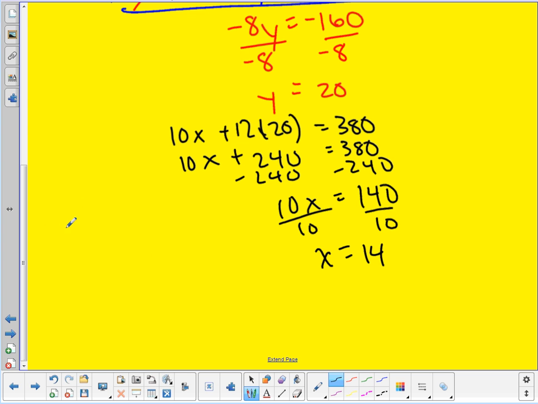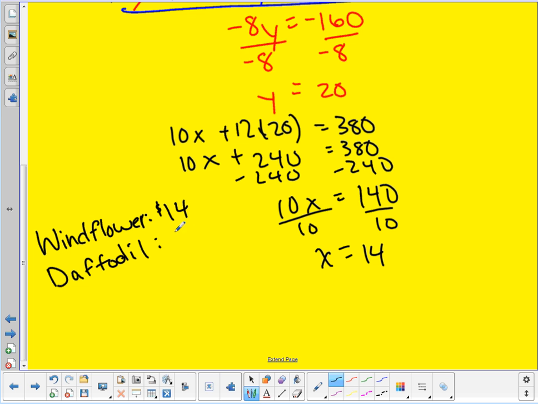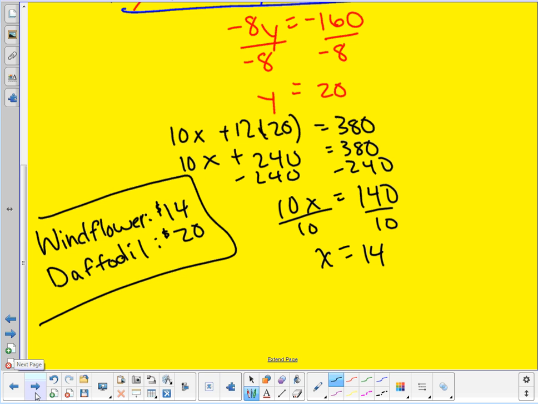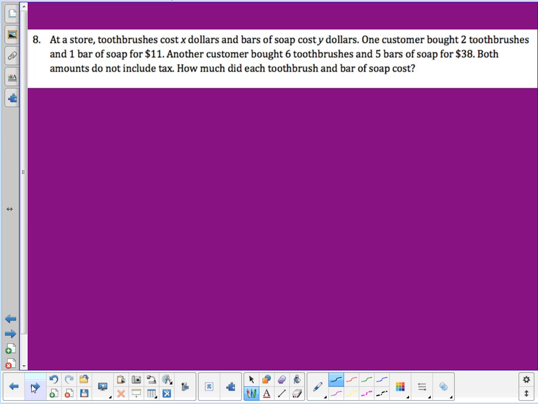So that tells me that the windflower bulbs are $14, and that the daffodil bulbs are $20. So that's how I can write out my solution, and I'm good there. Let's do our last question for Unit 2, Notes 5.